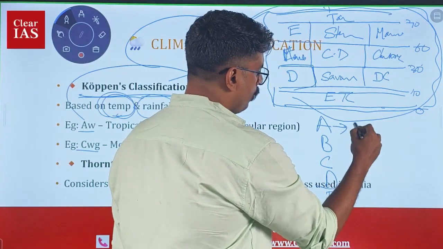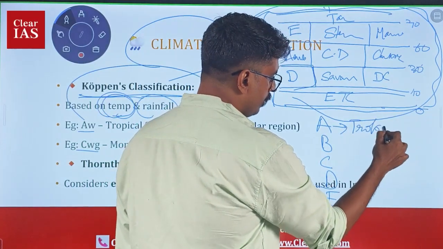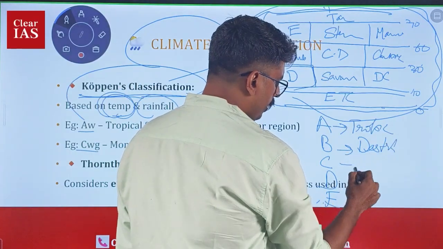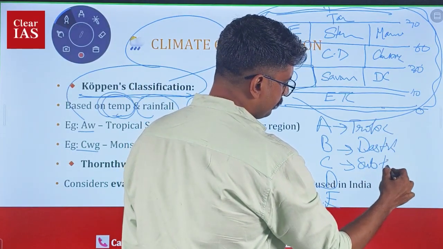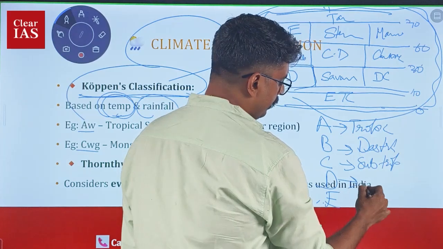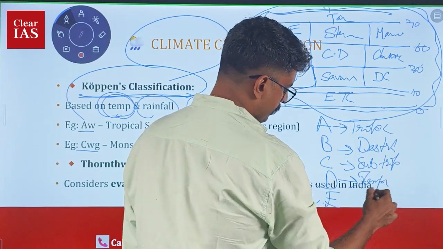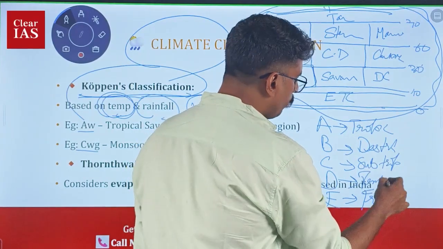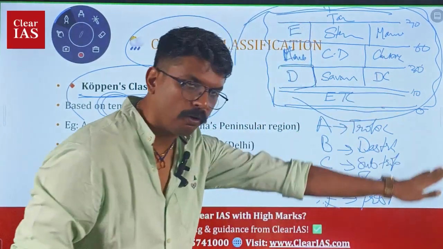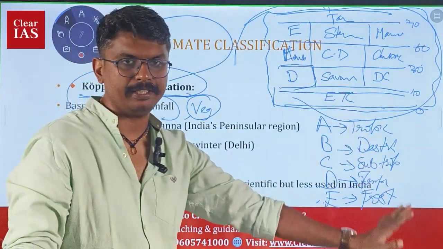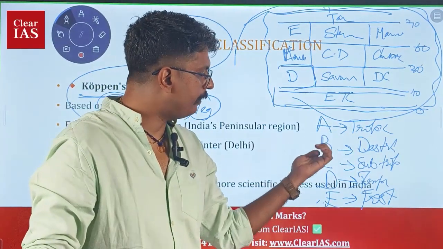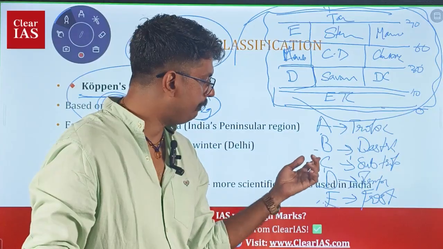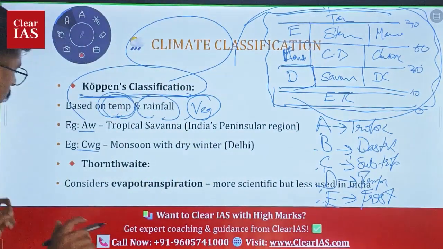So A was tropical, hot. B he used for deserts. C subtropical. D temperate. And E frost, cold. Don't worry, I'm just giving you an overall idea. We'll do this in detail. So he gave different letters to represent different temperatures: capital A, B, C, D, and E. So that's what is written here.